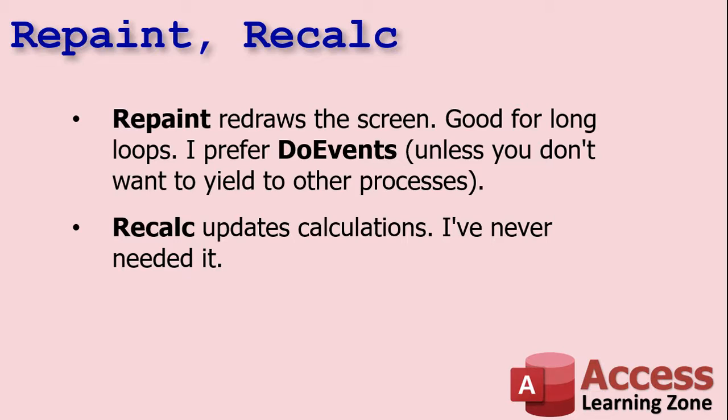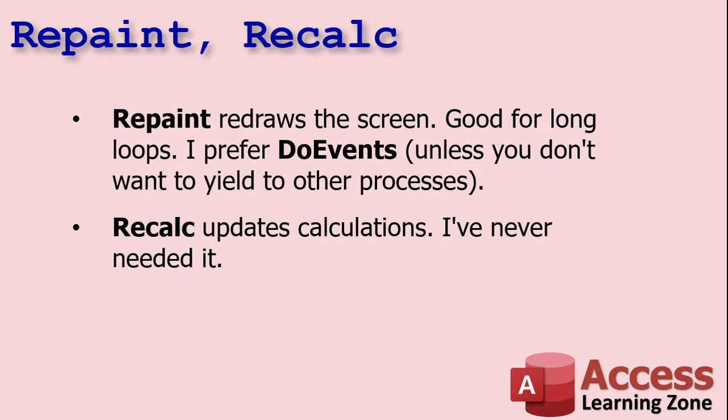Repaint redraws the screen. It's handy if you've got a timer loop going on, like a For x equals 1 to 10,000, and something's happening in the background and you don't want your user to sit there looking at a blank or frozen screen. You can issue a repaint command, which just tells Access to redraw the form, redraw all the data on it, and update everything. I prefer to use DoEvents, and I've actually got a separate video on DoEvents. I use DoEvents in a lot of my developer classes, so if you've taken any of those, you'll have seen me use DoEvents before. DoEvents basically does the same thing.